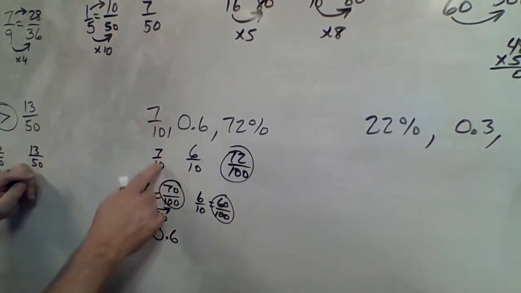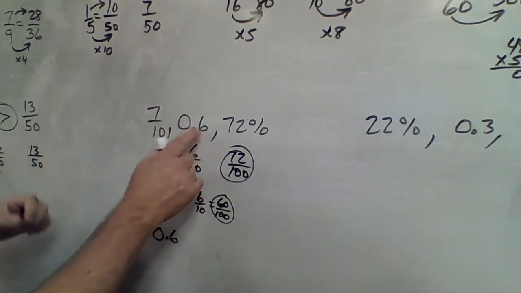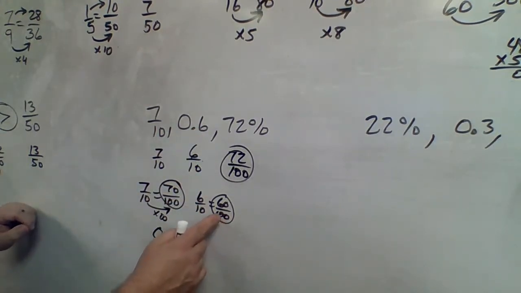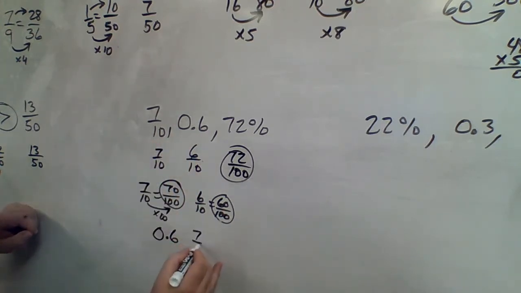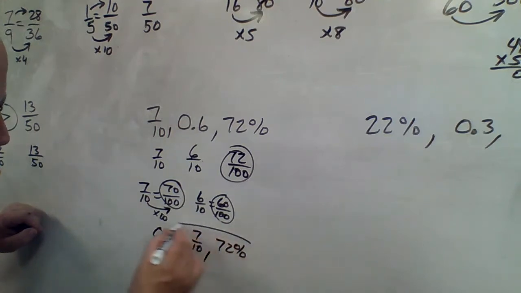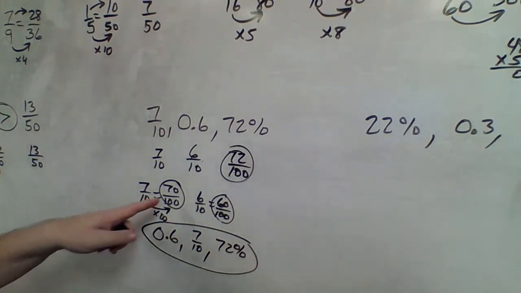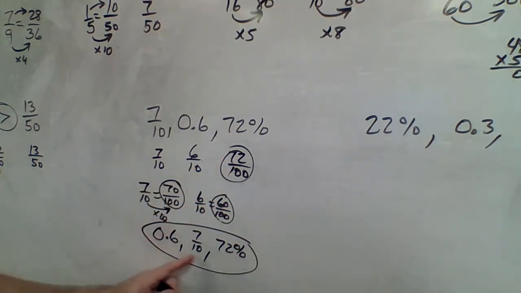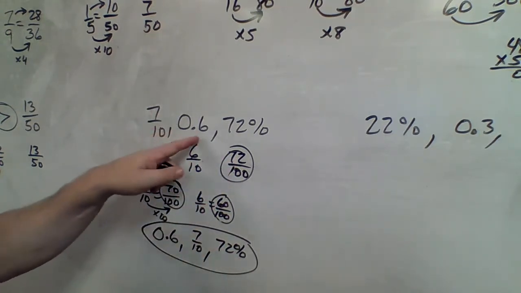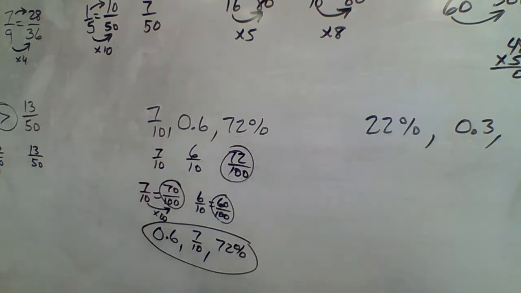I changed 7 tenths to 70 hundredths. I changed 6 tenths to 60 hundredths. So this one's got to be the smallest. This one's got to be second smallest. And this one's got to be third smallest. Now notice, when I write the answer, I don't write these fractions as the answer, did I? I wrote the original numbers in order from smallest to largest.